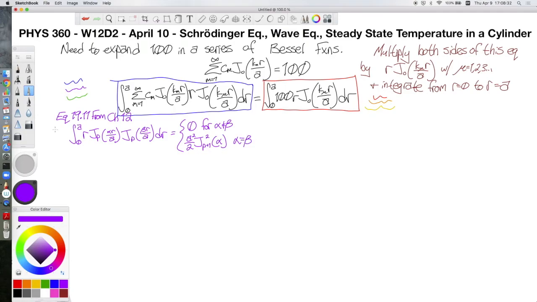The integral from 0 to a of r times J_p of alpha r over a times J_p of beta r over a dr equals 0 when alpha is not equal to beta, and equals a squared over 2 times J_{p+1} of alpha squared when alpha equals beta. This is effectively a statement of the orthogonality of Bessel functions.